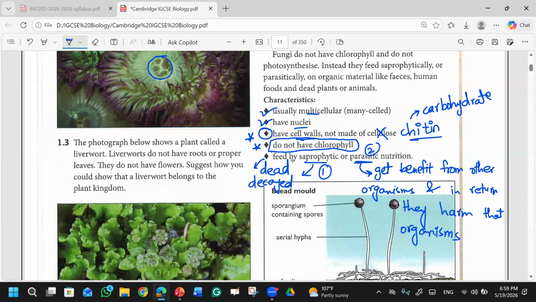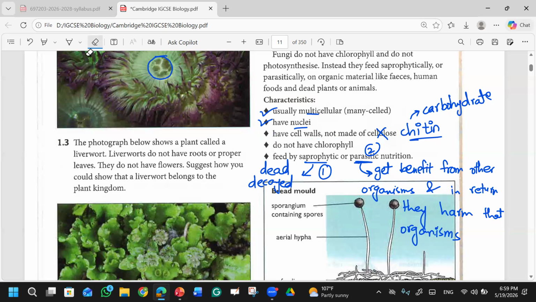So these are three characteristics which are different from plants. That's why we say they are in a different group. And why are we not placing them in kingdom Animalia? There is one most important thing: the cell wall. Because they have a cell wall, we cannot place them in kingdom Animalia.